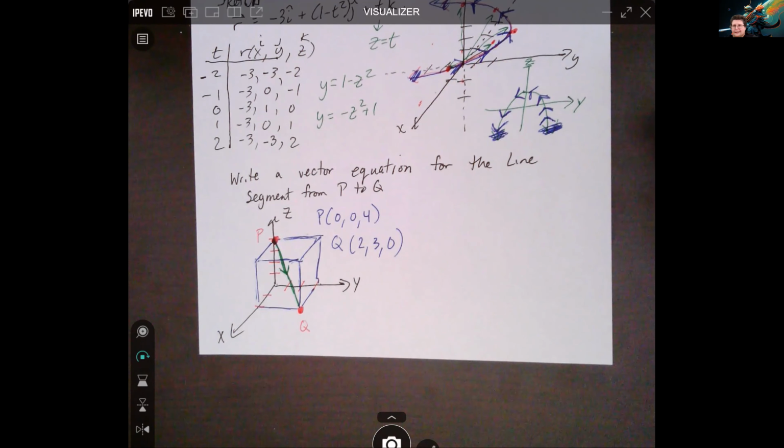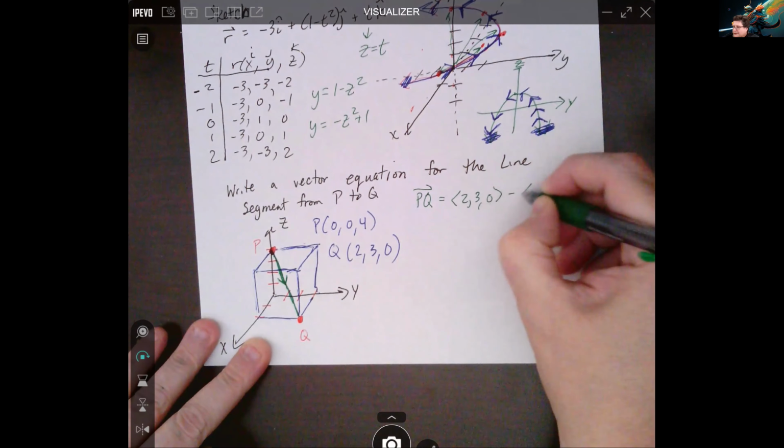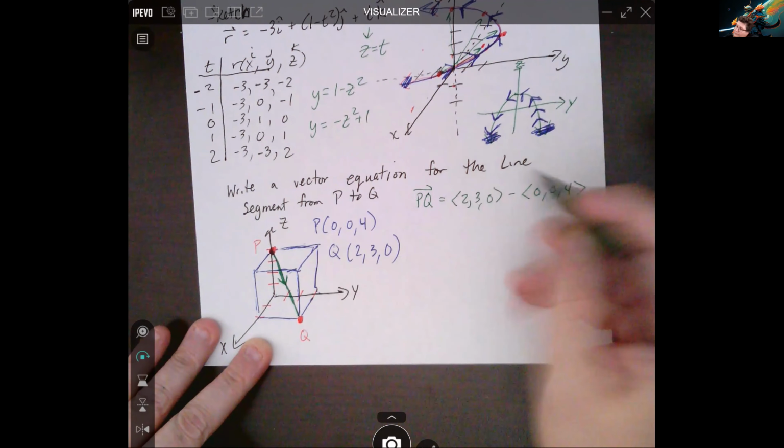So what approach are you guys taking? Someone help me out here. There's two ways to do this. Find a vector PQ. Let's go with that approach. PQ would be 2, 3, 0 minus 0, 0, 4. So PQ is 2, 3, negative 4. The zeros kind of made that a little bit easier, right?